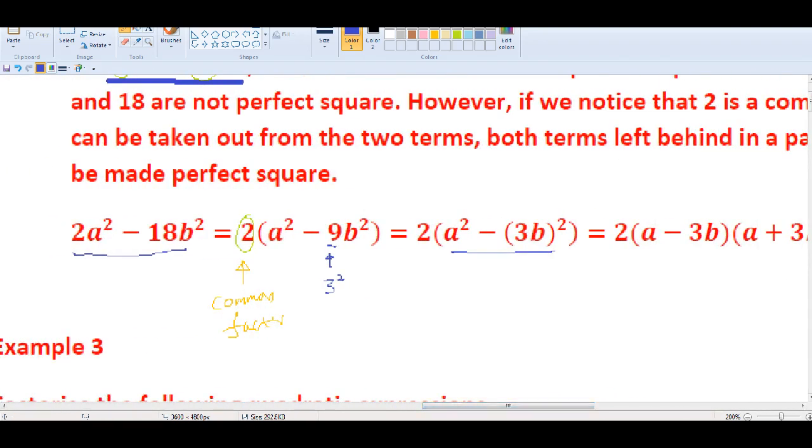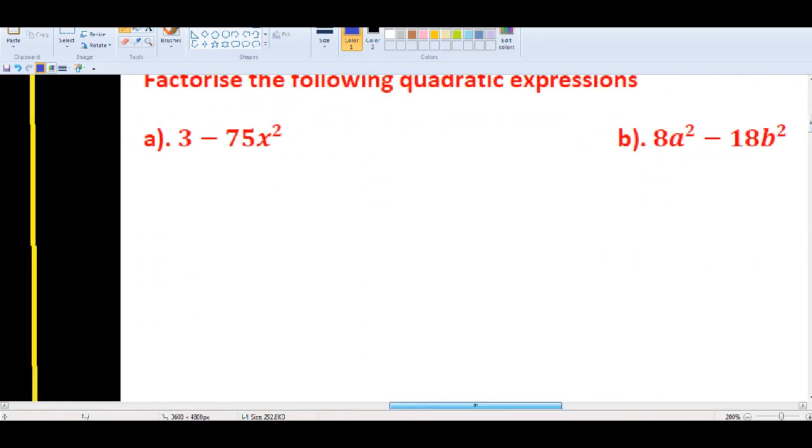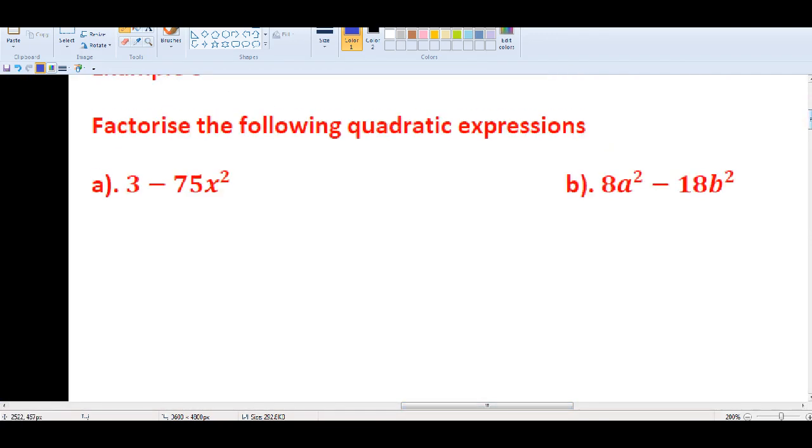Let's see some example. For this one, is 3 a square number? No, 3 is not a square number. How could we factorize them? If 3 is not a square number, you can't apply that square minus square at first sight.